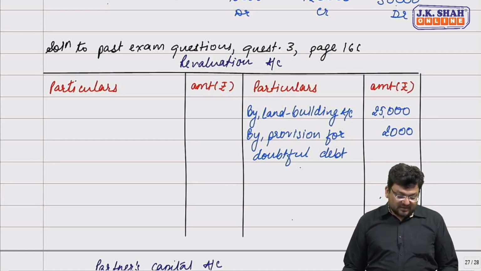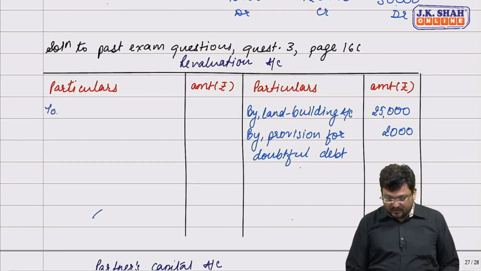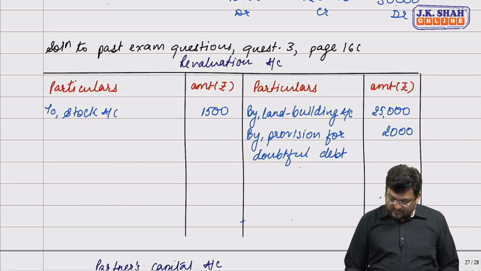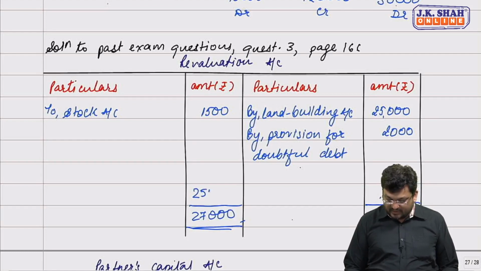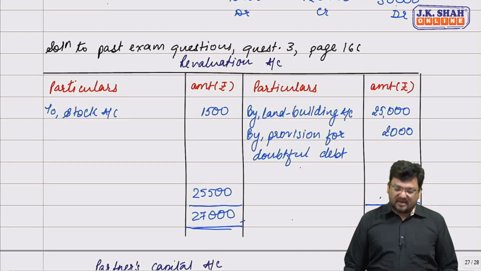Stock be valued at 13,500. Now in old balance sheet, stock is given at 15,000. So we are supposed to reduce value of stock by 1,500. Entry will be revaluation to stock. So if we now close our revaluation account, balance in revaluation account is 25,500. We would say profit of revaluation is 25,500.